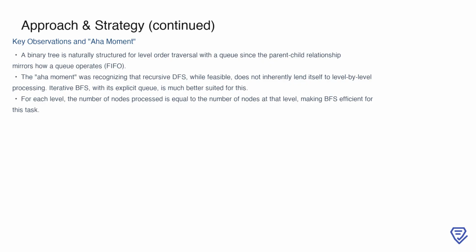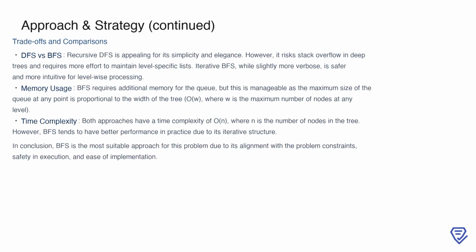With BFS, the process is highly efficient because, at each level, the number of nodes processed corresponds exactly to the number of nodes at that level. This ensures that the approach scales well for different tree structures while maintaining clarity and simplicity in implementation. When comparing DFS and BFS, there are a few key trade-offs to consider. Recursive DFS has an elegant and concise implementation, but it risks stack overflow for deep trees and requires additional effort to ensure level-specific lists are maintained.